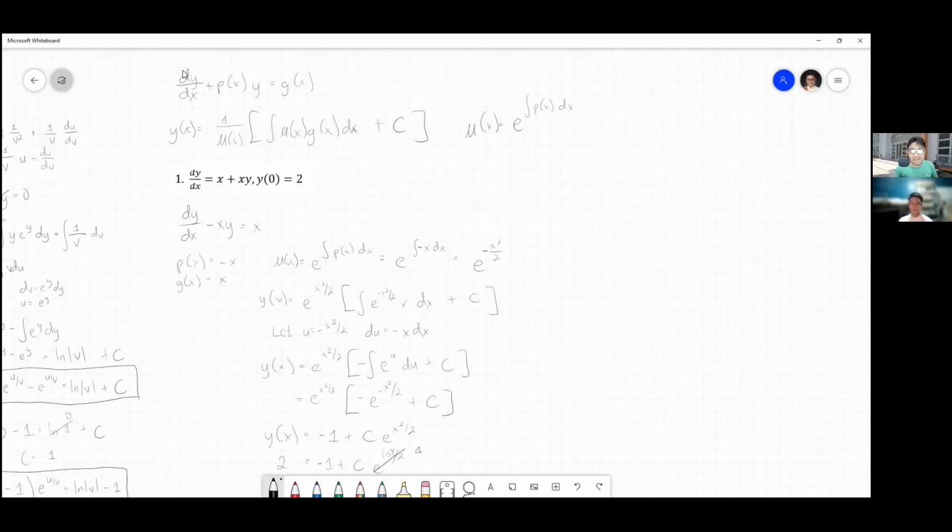But as long as you can convert it into this form, it will always work. Can you do one in the form of M dx plus N dy equals 0? Wait a moment.